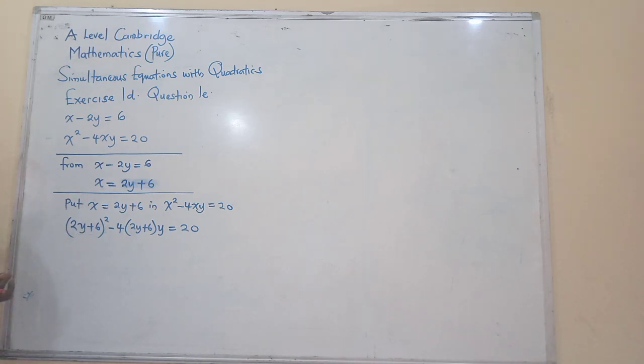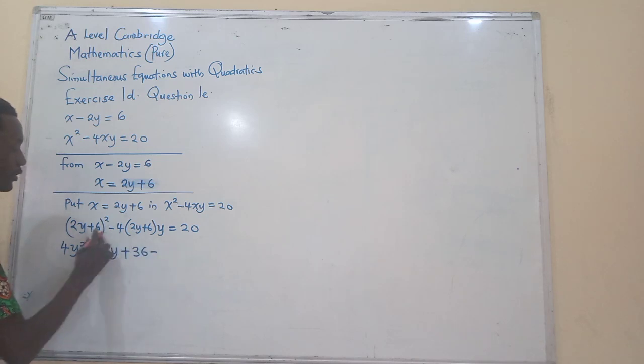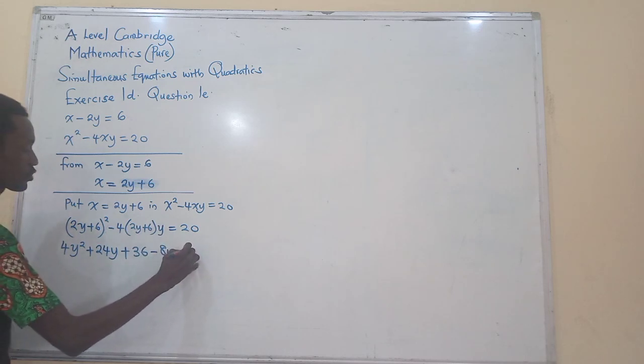There are options I can use. It depends on what you're seeing. I can choose to factor things out, but I don't know your knowledge level, so let's keep it very simple and solve it out. That would be 4y squared plus 2 times 6, which is 12, times 2, which is 24y, plus 36, minus 8y, minus 24.